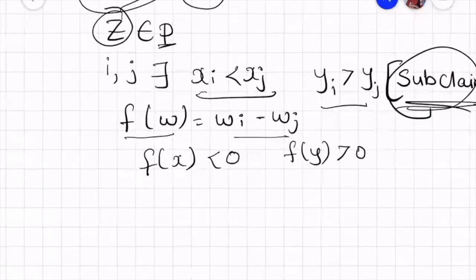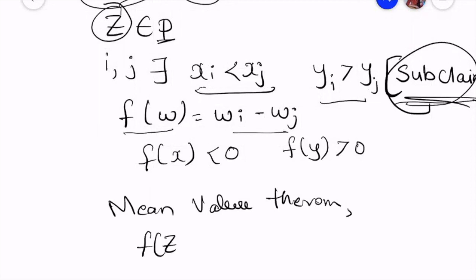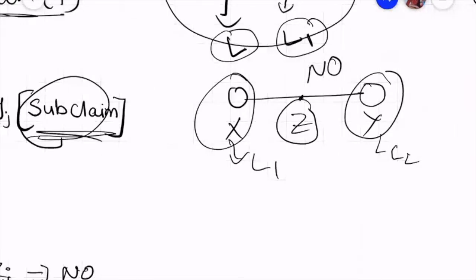So by the mean value theorem, we get that f of z is 0, which means zi is equal to zj. That means two coordinates in a point are the same. So hence our answer will be no. So our job is done. Here we have proved that z is a no.